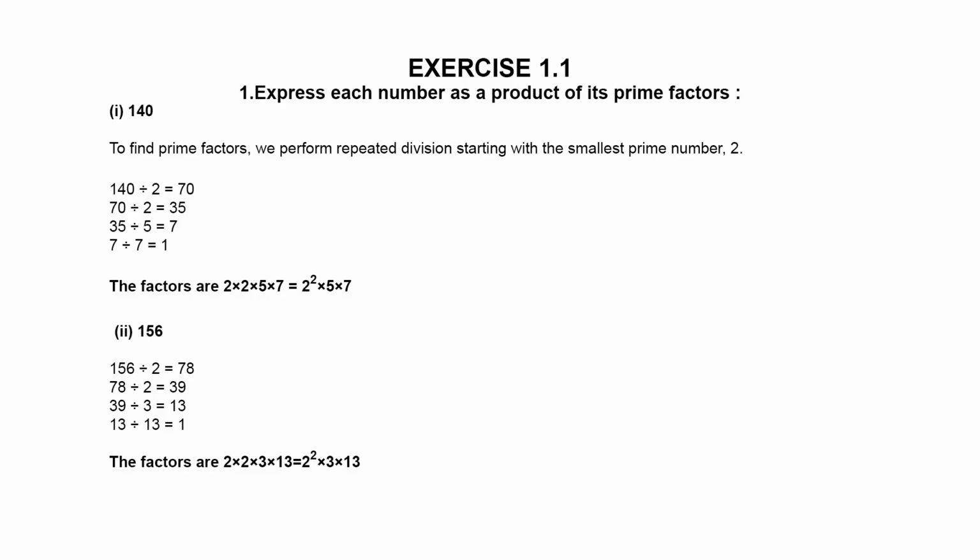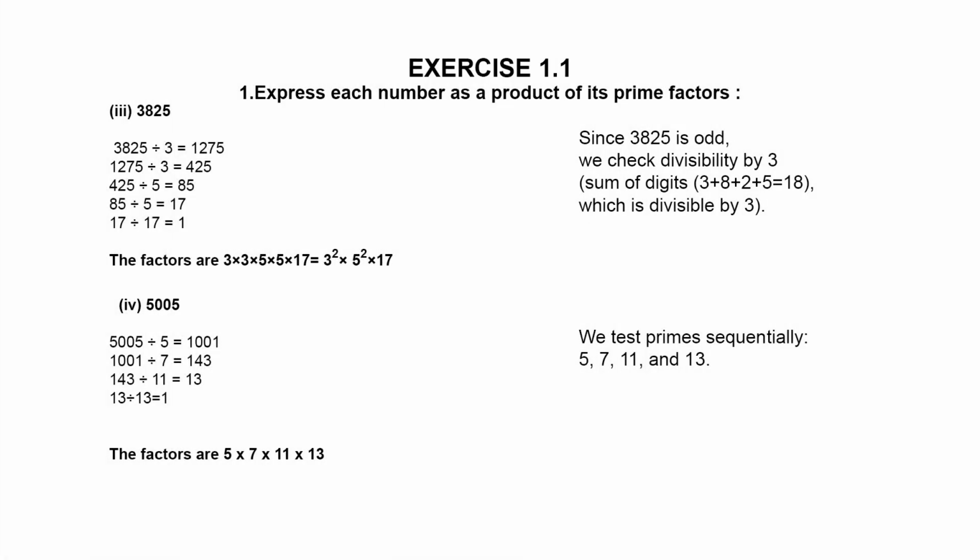Problem 2. For 156. 156 divided by 2 equals 78. 78 divided by 2 equals 39. 39 divided by 3 equals 13. 13 divided by 13 equals 1. The factors are 2 into 2 into 3 into 13, which is equal to 2 square into 3 into 13.